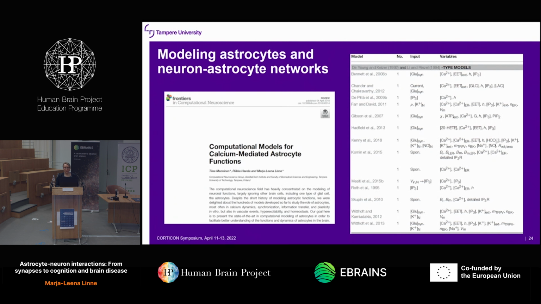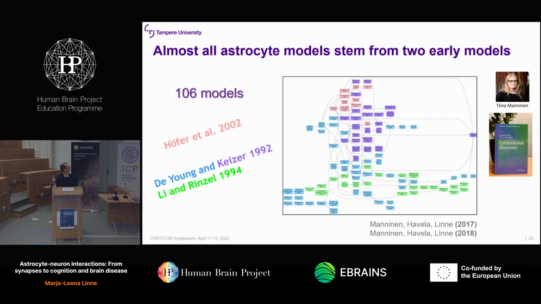So, in addition to this study on the role of astrocytes in synaptic plasticity, we've already for the past 10 years been looking more and more at single astrocytes, both in cell cultures, freshly isolated and slice astrocytes, and also astrocyte-neuron networks, and also how to model these things. Currently there are probably more, but we looked at more than 100, actually 106 models.